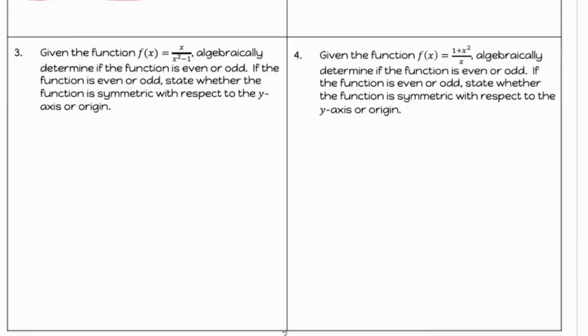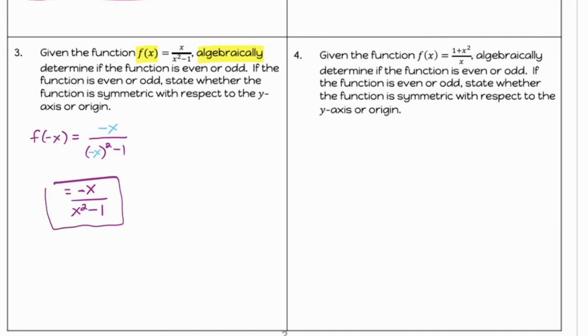Let's do 2 more. So for number 3, I have been given our function f of x. I want to algebraically determine whether it's even or odd, and if it's even or odd, I could state its symmetry. So let's start off by doing f of negative x. And I'm going to replace all of my x's. Now I am going to clean it up. All right, so now I am looking to see if what I got, its simplified version, is exactly the same as the original function.